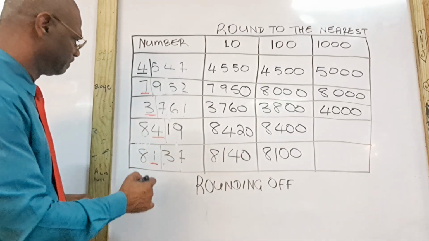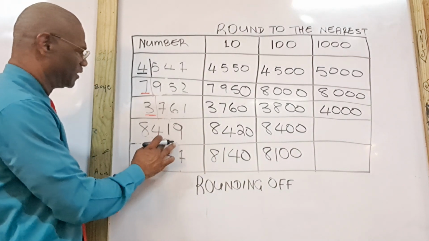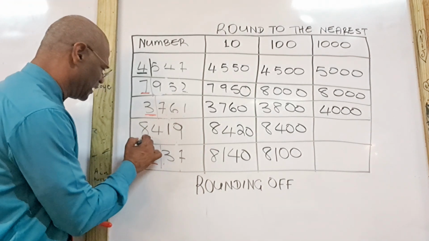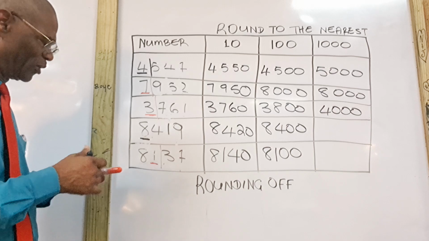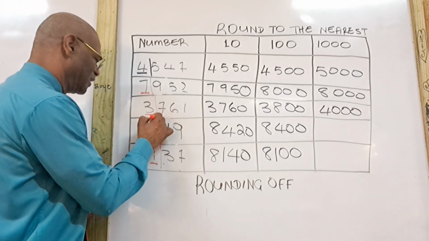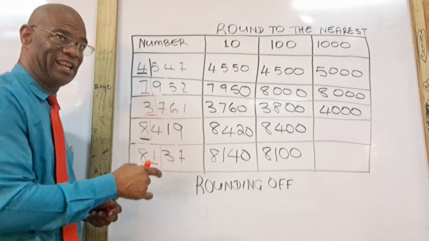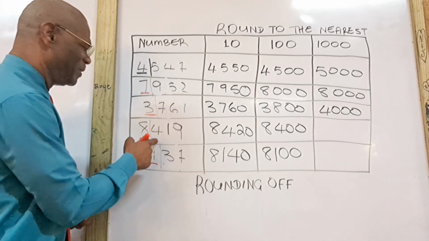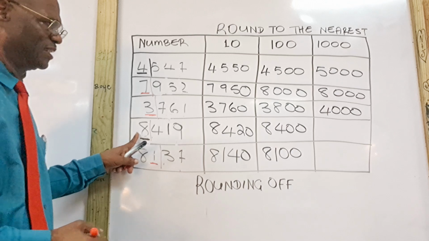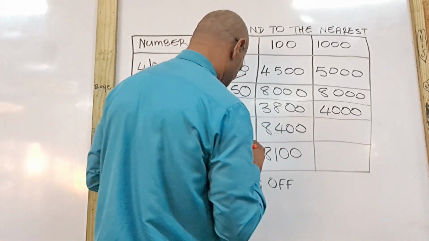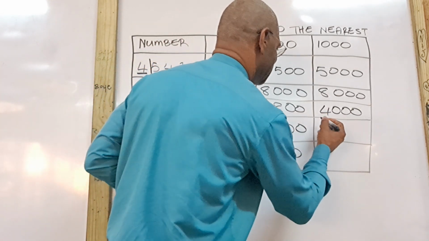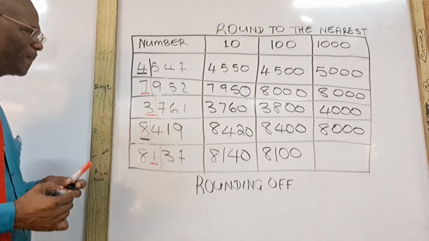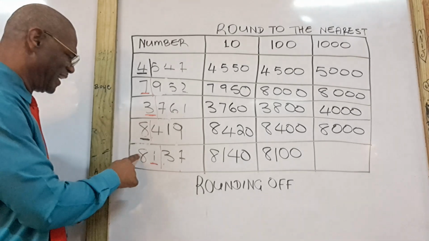Now let's go to the next one. We have 8,419. 8 is in the thousands place. Then we look immediately to the right of 8. We have a 4. Now that's less than 5, so we are going to simply discard all these 3 digits and replace them with 0, and we keep the 8. So we now have 8,000.